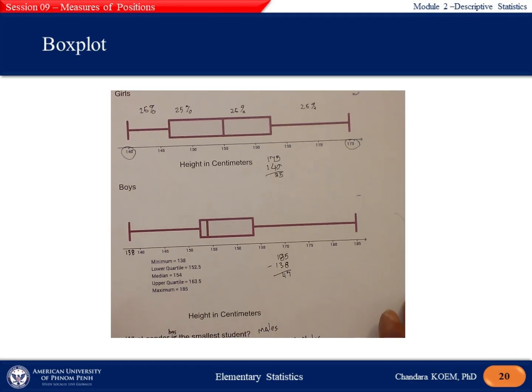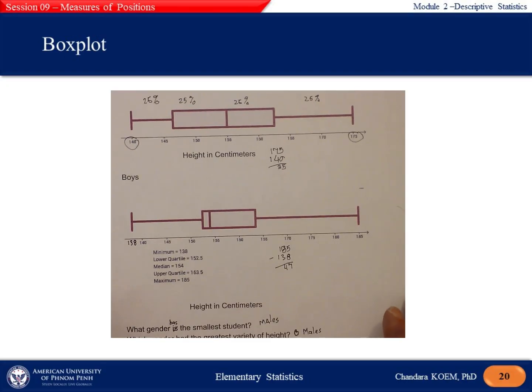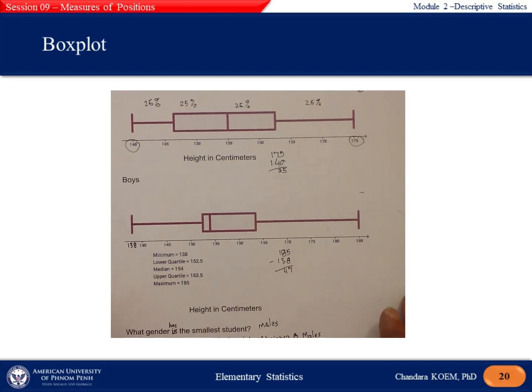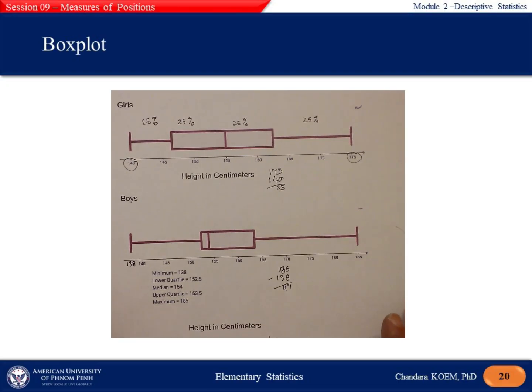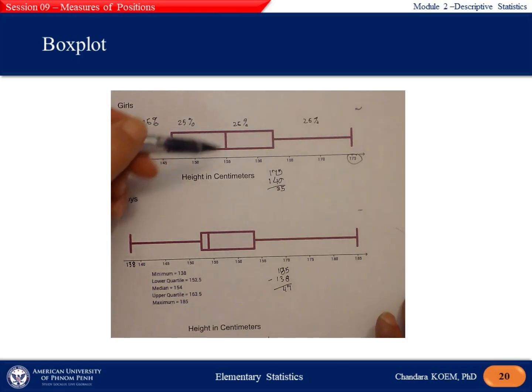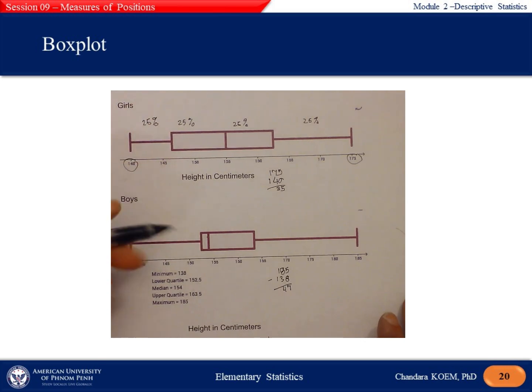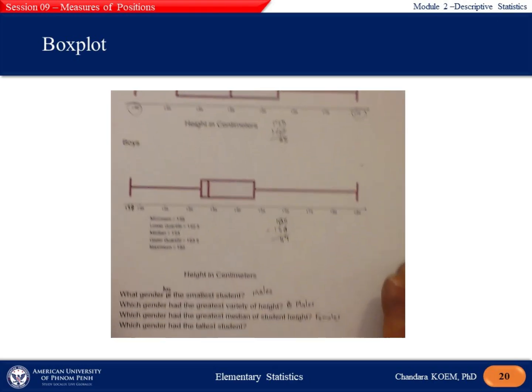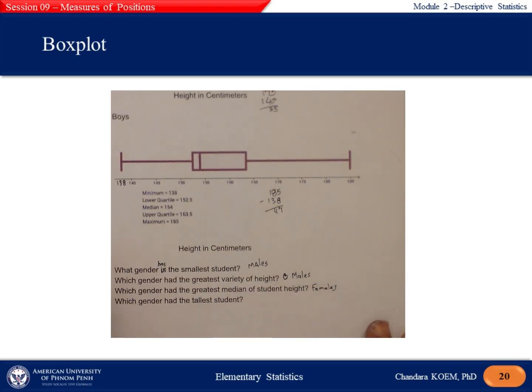What gender had the greatest median of student height? In other words, which one, if you took the average, had a higher height? If you look at these, we know that this is the median, and we know that the females have the largest median. So I'm answering these down here.